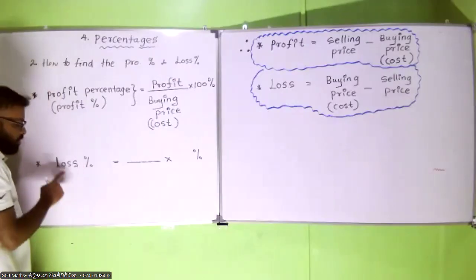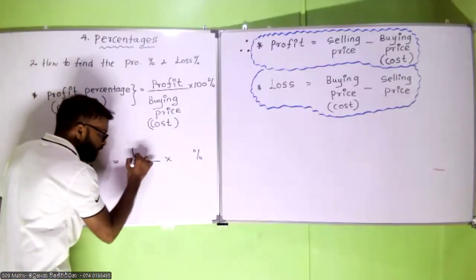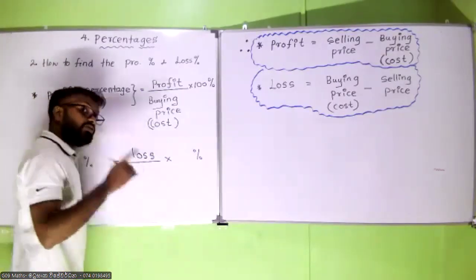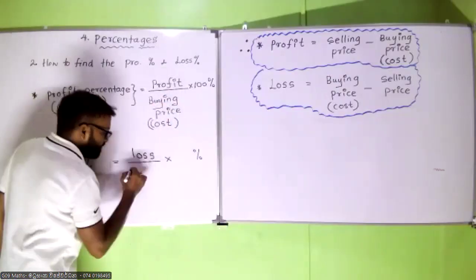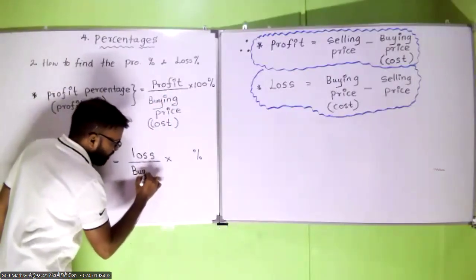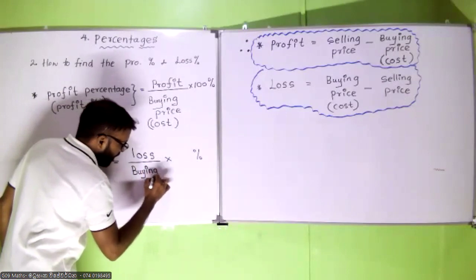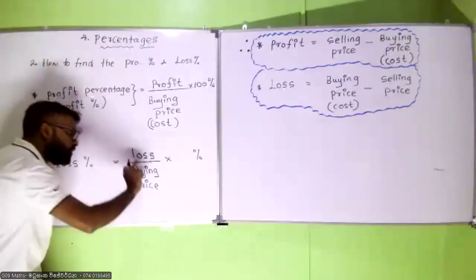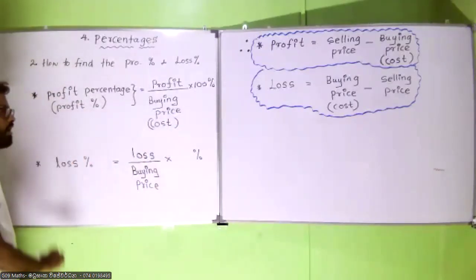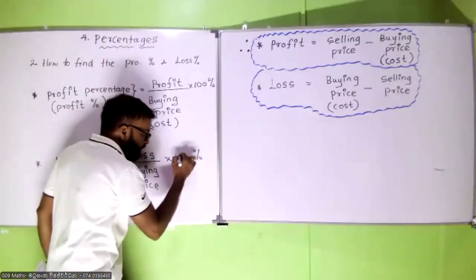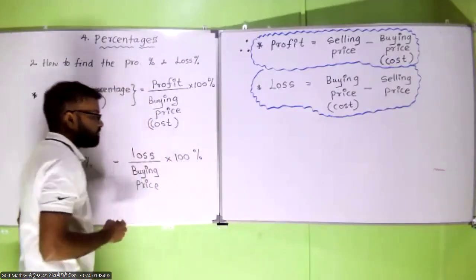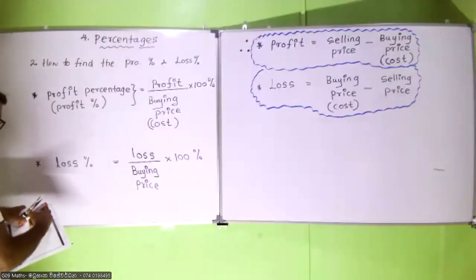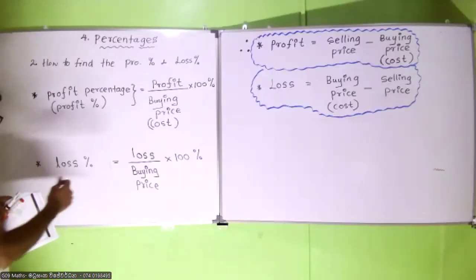Loss percentage. In the numerator, loss. In the denominator, that is not the selling price but the buying price. Now the fraction is okay. How are we going to convert it into a percentage? Multiply by 100%. These two equations are important.